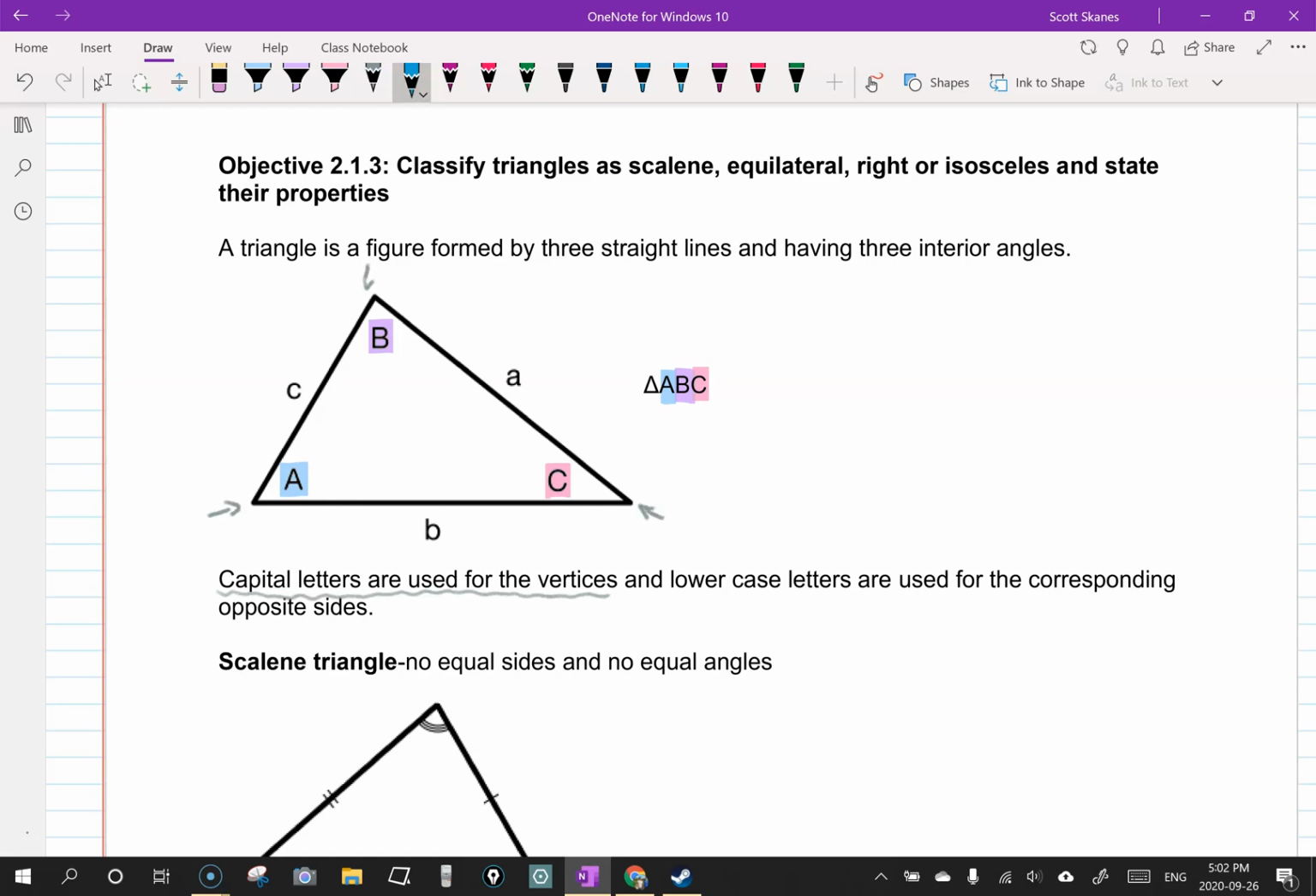And lowercase letters are used for the corresponding opposite sides. So by opposite, what that means is that if we take our letter A and we go across the triangle, we will find its corresponding side. So always think going across the triangle to find its corresponding letter. Okay? Capital for the vertices, lowercase letters for the sides.